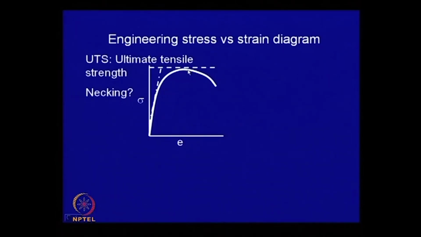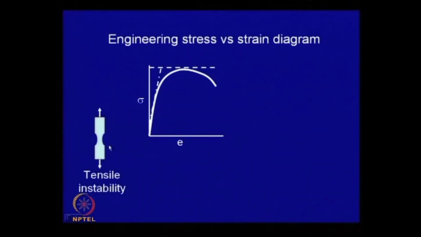What happens beyond this point? There will be local deformation called necking, which is shown over here. In a well done test, somewhere at the midpoint of the gauge length, a necking will start, and this is called tensile instability. Once this happens, the engineering stress keeps coming down, but truly, if we find out the neck area, possibly the stress will still go on increasing.